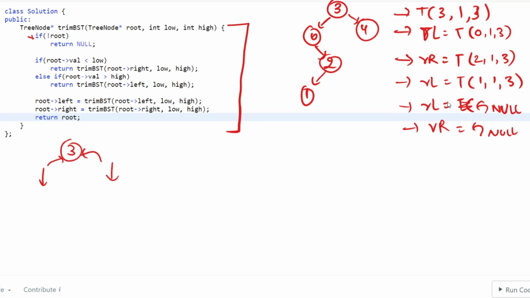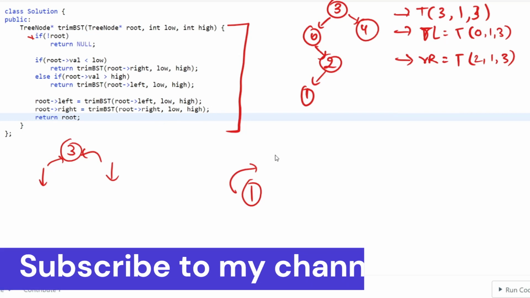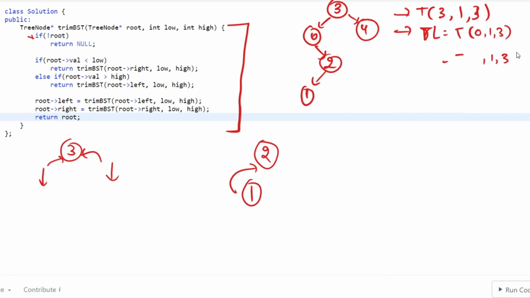So right now these two function calls are done, and our subtree is like we are returning 1 to the left of this. So this is done, and we are going to return 1 here. Now move to the right side of 2. The right side of 2 is null, so it is returning nothing. So right side is null and left side is 1. So we are going to return 2, and we are returning 2 here. 2 is done.